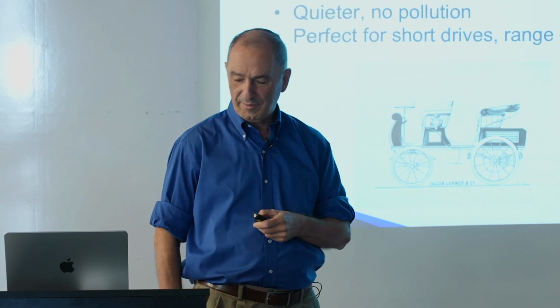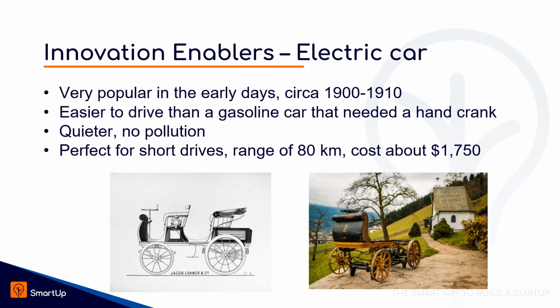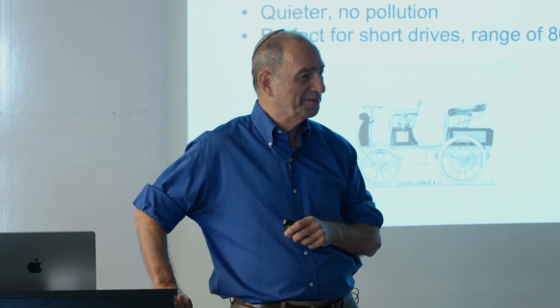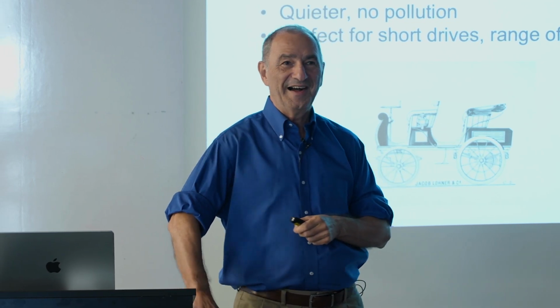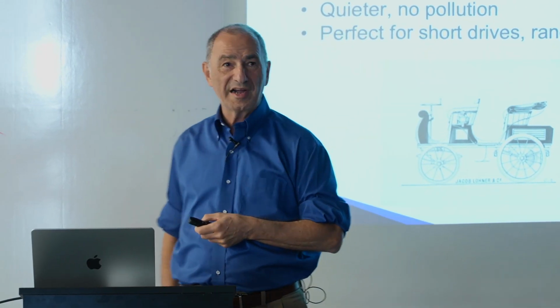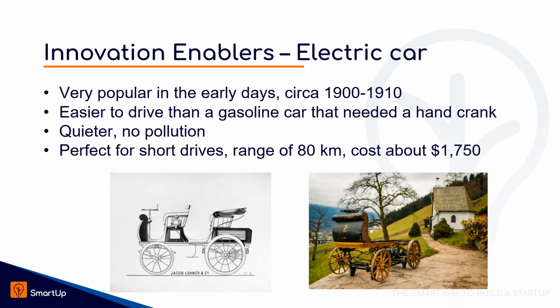Okay. Now I want to talk about the electric car. When was the electric car invented? In 1919. Exactly, you can read. That was the test to see if people read what I write. You passed, by the way. Why? Because it was easier to drive than a gasoline one. It was quiet, no pollution, and it was perfect for short drives, and it cost about $1,750, okay? Great car. That's 110 years ago, 120 years ago.